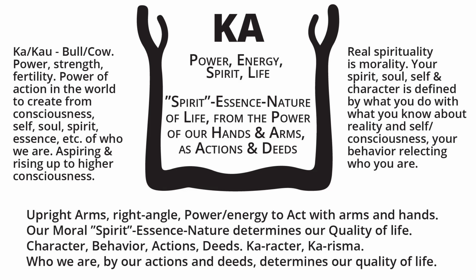So, the power of actions in the world to create from consciousness, self, soul, spirit, the essence of who we are. We're aspiring and rising up to higher consciousness. That's why the arms aren't pointed downwards, they're pointing upwards, like the horns are pointed up, because the arms, the Ka, are a reflection of the bull, and the horns and the Ka pointing upwards and having the sun disk in the horns, holding the sun at its highest position in the midday, at the higher consciousness. It's all symbolism.